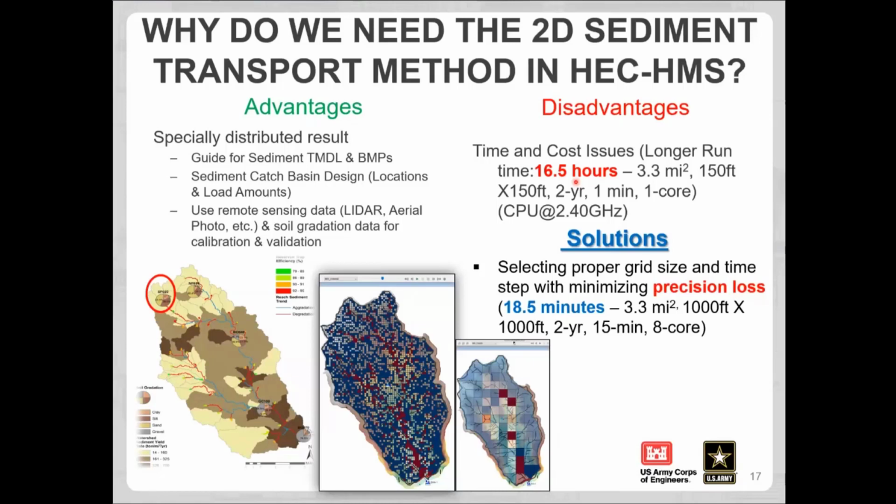Sometimes, depending on your project purpose, you don't need this kind of fine grid size. You can select a proper grid size and time step by minimizing your precision loss. For example, in one case, using the same sub-watershed, but this time 1,000 by 1,000 grid size, 2-year, 15-minute time step, 8 cores, it took 18 minutes, 5 minutes only. A huge difference, but you have a different resolution in terms of your result.